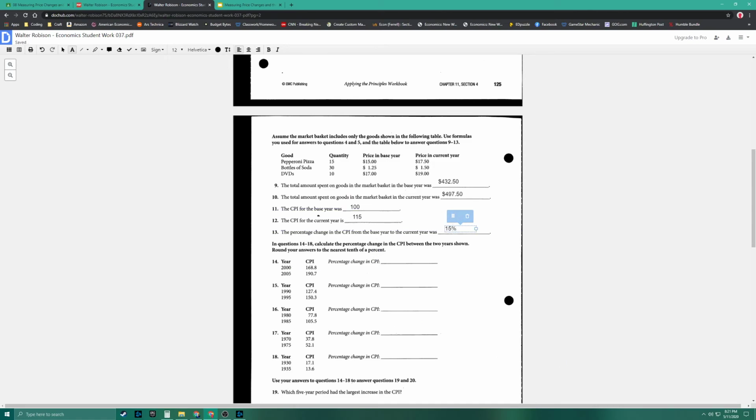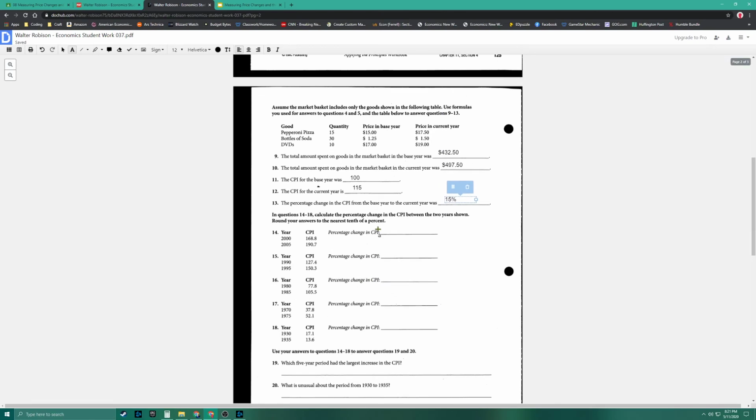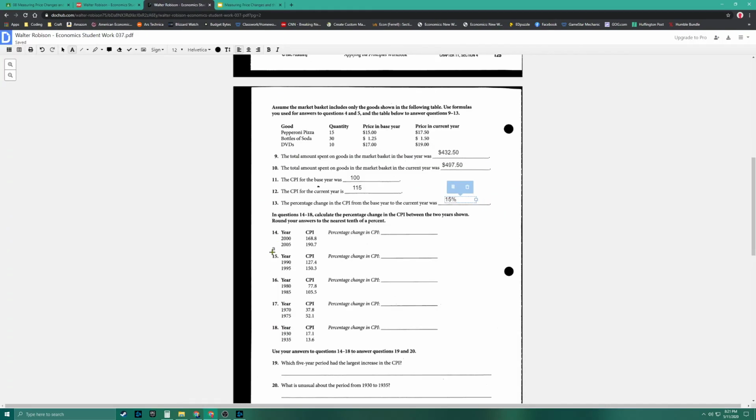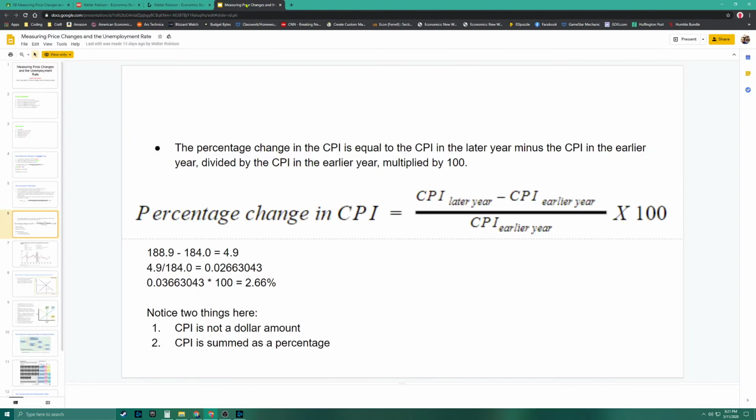All right. Calculate the percentage change in the CPI between the 2 years shown. Round your answer to the nearest tenth of a percent. Okay, so we're looking at percentage change in CPI. So it's latter year, subtracted from earlier year, divided by earlier year, multiplied by 100. So latter, earlier, equal, then divide by the earlier, and then multiply that by 100.